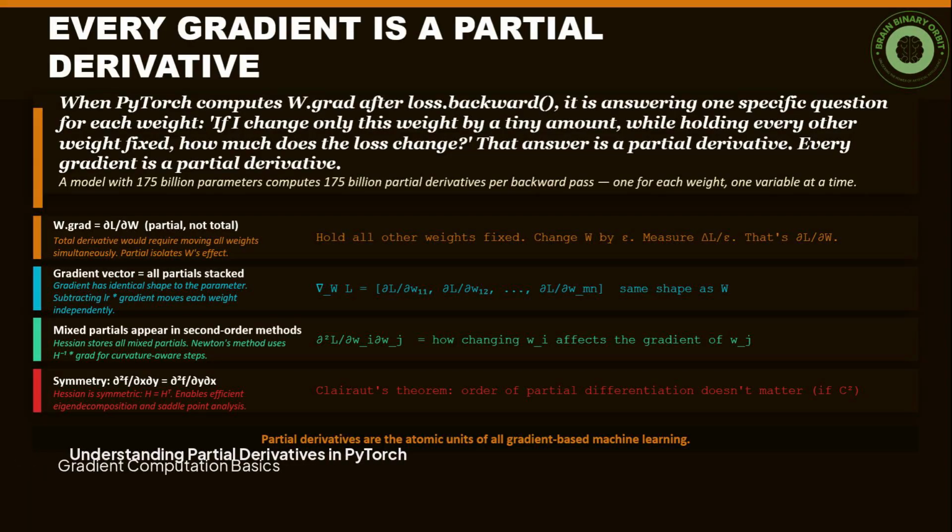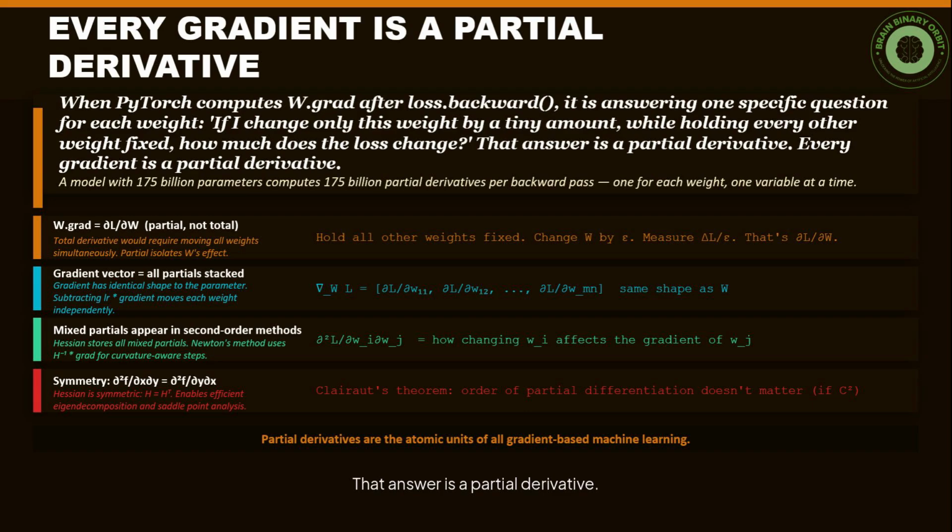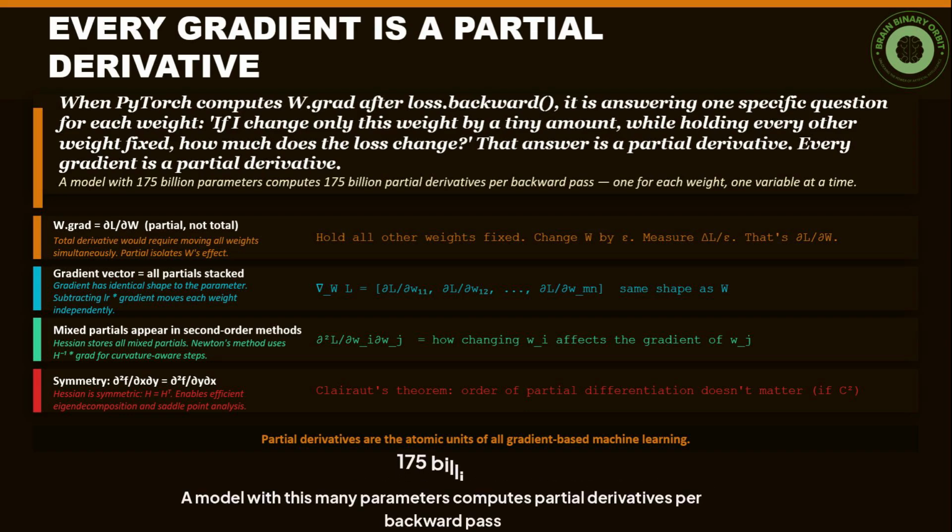When PyTorch computes W.grad, it is answering a very specific question for each of the millions of weights in your model. If I change only this one weight by a tiny amount, while holding every other weight perfectly fixed, how does the loss change? That answer is a partial derivative. Not the total derivative, the partial derivative. And every weight gets its own. A model with 175 billion parameters computes 175 billion of these partial derivatives per backward pass.